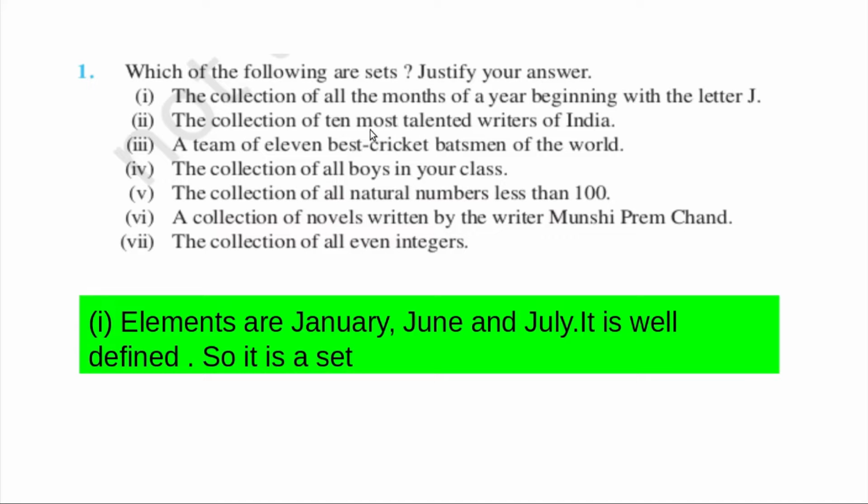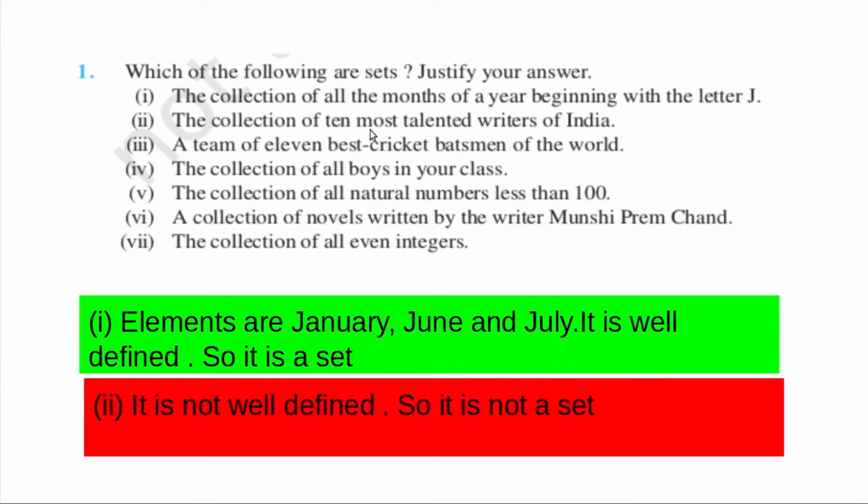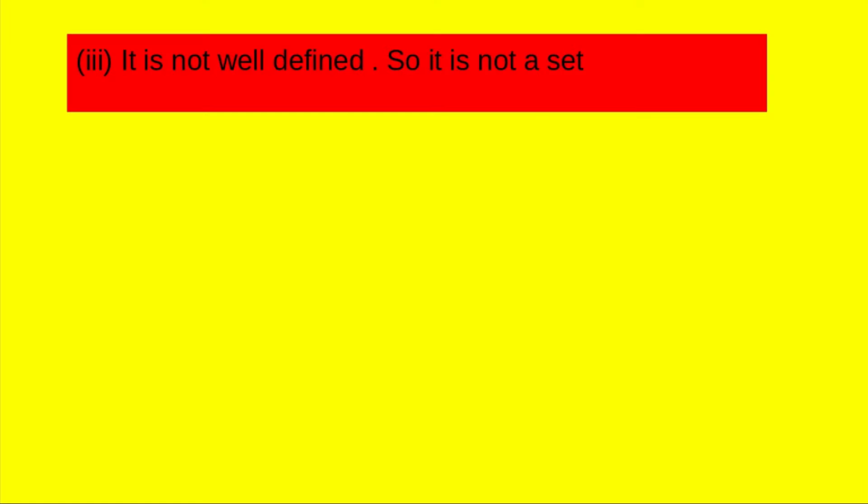Therefore, it is not a well-defined collection. Hence, it is not a set. The third question is, a team of 11 best cricket batsmen of the world. We cannot identify exactly what the members in the collection are. Therefore, it is not well-defined. So, it is not a set.